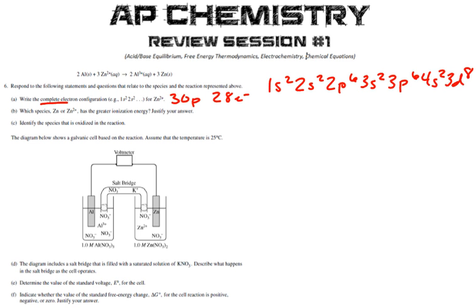Which species, Zn or Zn2+, has the greater ionization energy? Justify your answer. So you will have to get specific on what ionization energy is all about. It's Zn2+ with the electron configuration change. Right, it would be 3d10. It would be 3d10. But I'm going to 28. Yes, it would change.